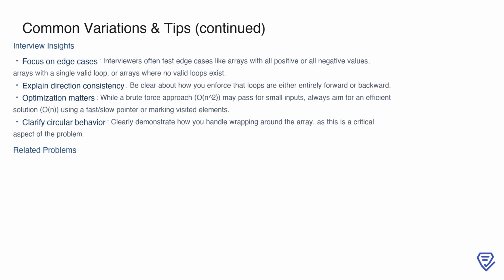When preparing for interviews, it's crucial to focus on edge cases. These might include arrays with all positive or all negative values, arrays with exactly one valid loop, or even arrays where no valid loops exist. Interviewers often test these scenarios to assess your thoroughness. Additionally, ensure you can clearly explain how you maintain direction consistency within a loop. This involves showing that all steps in the loop either move forward or backward.